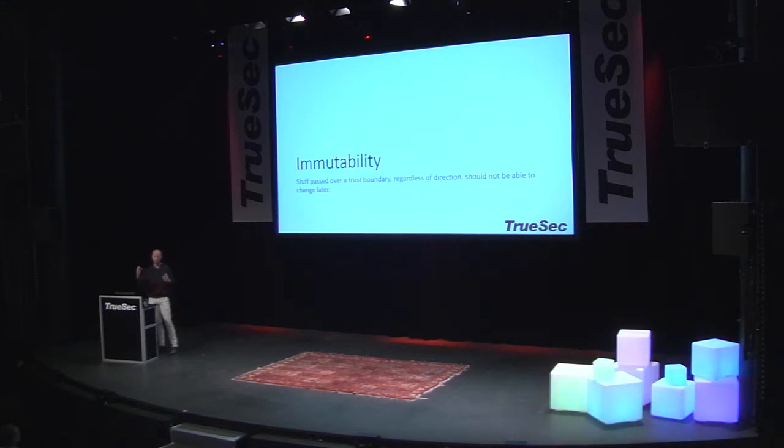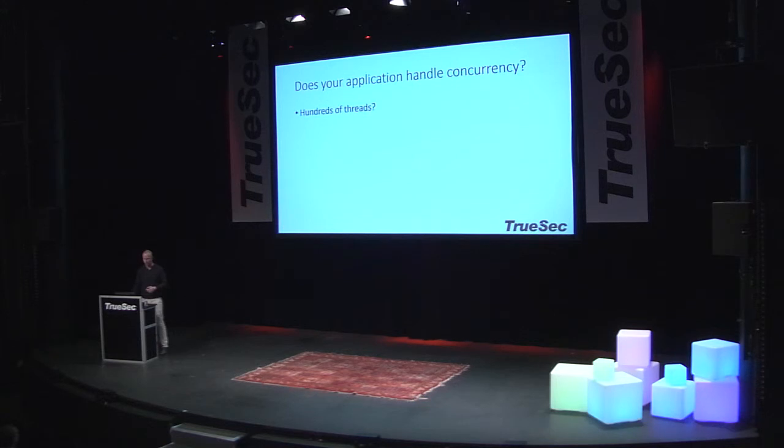So no matter if we go from the outside to the inside of our circle of trust, or we pass something out from our circle of trust to the outside, it's not supposed to be able to change, because then we have to revalidate everything again. The fancy word for something that cannot change is immutable. So, does your application handle concurrency? If you're running a web application, you have a lot of threads. How does that affect validation if your objects can change? The thing you just validated, is it still valid?